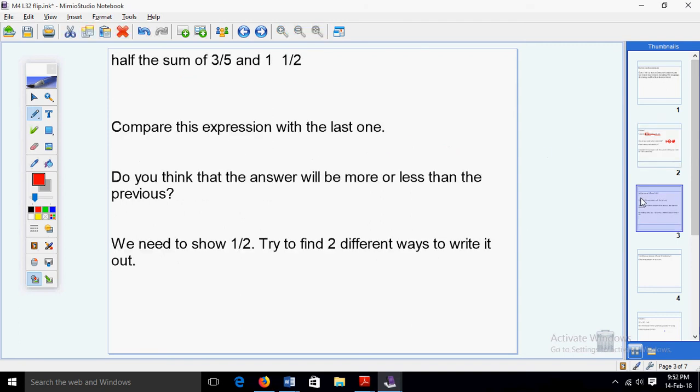Let's go to this one. So half the sum of 3/5 and 1 1/2. Okay, so let's compare what we just saw and to this one we see now. So we still have the same fractions, 3/5 and 1 1/2. Okay, we still also have sum. Okay, the only thing that has changed is half the sum of. All right, so before we had twice the sum of, now we have half the sum of. So it's going to be just a little bit different.